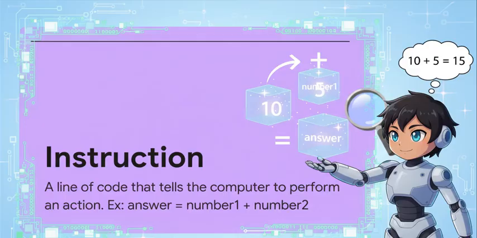Okay, next we have the instruction. This is basically a single line of code that tells the computer to do something. Take a look at the example here. It's telling the computer, hey, go find the box labeled number 1 and the box labeled number 2, add their contents together, and then stick that result in a new box called answer. See? It's just a simple command.